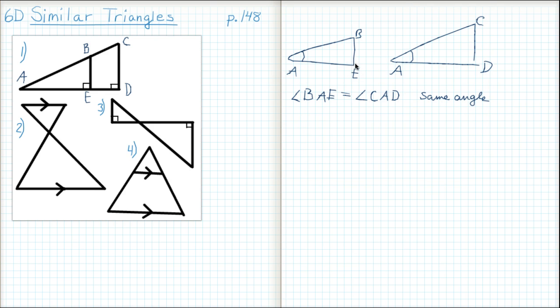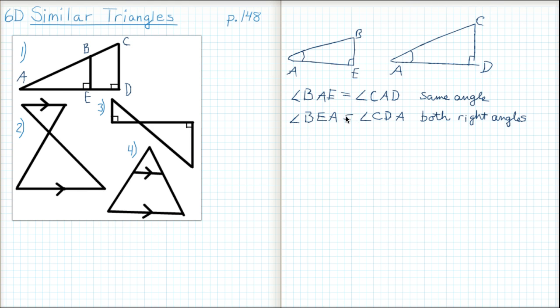Okay, now I can look at the other angles. If this is a right angle, as shown in the diagram that's given to us, and this is a right angle, then I can also say angle BEA equals angle CDA, because they're both right angles. That information was also given to you, so you could also say that was given information.